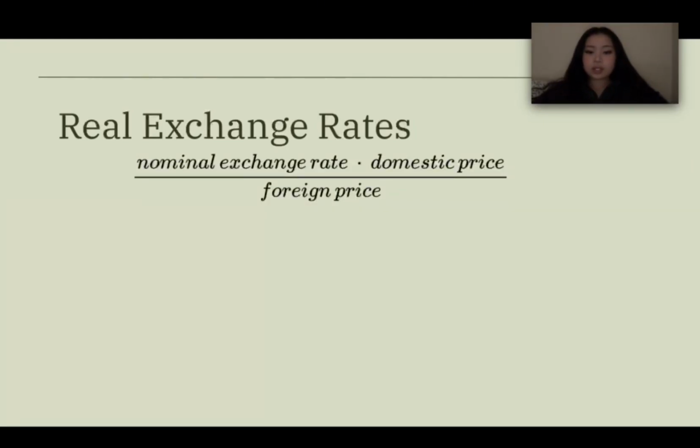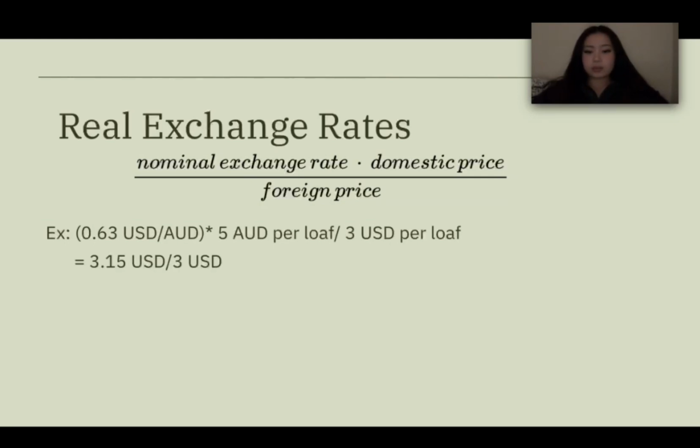So using the nominal exchange rate, which is 0.63 US dollars per Australian dollar, we multiply that by the price per loaf in Australia, and that gives us the price of the loaf in American dollars, which is where the relative price factor comes in. Dividing this by the price per loaf in America, that gives us 1.05. This number tells us that one loaf of Australian bread is worth 1.05 loaves of American bread. The American loaf is a tiny bit cheaper.